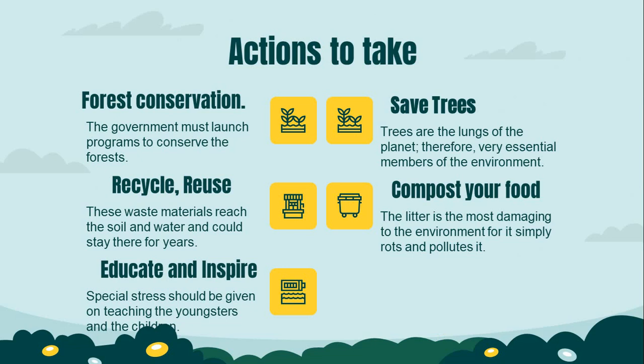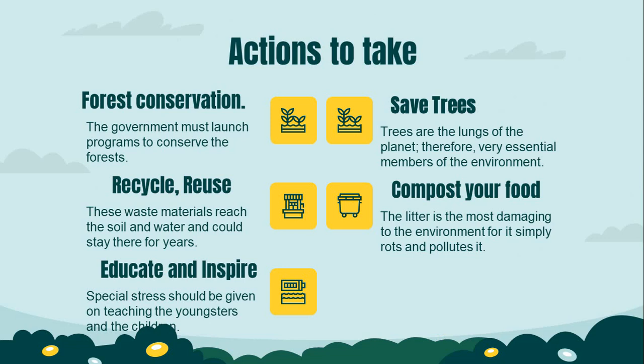So the next one is compost your food. How many of you have noticed plastic bags, bottles, or food packets, etc. lying around places like benches, the ground, or marketplaces? Littering is most damaging to the environment, as it harms the roots of plants and pollutes it. The best way we can save the environment is not to litter. Make it a habit to dispose of waste properly in a dustbin. If you don't see one around, then you can wait until you see one.